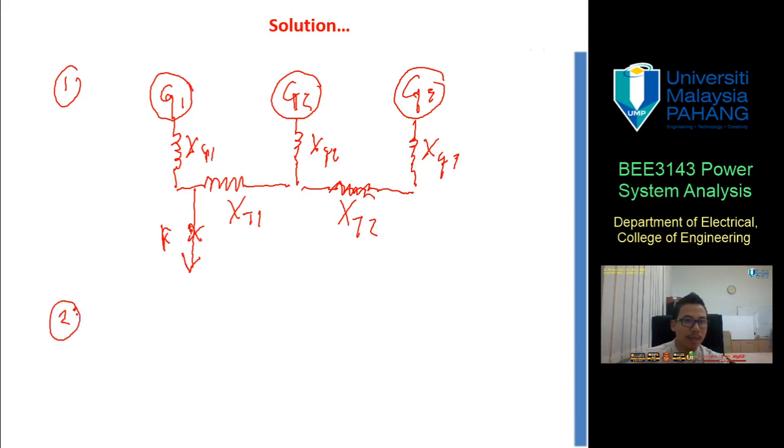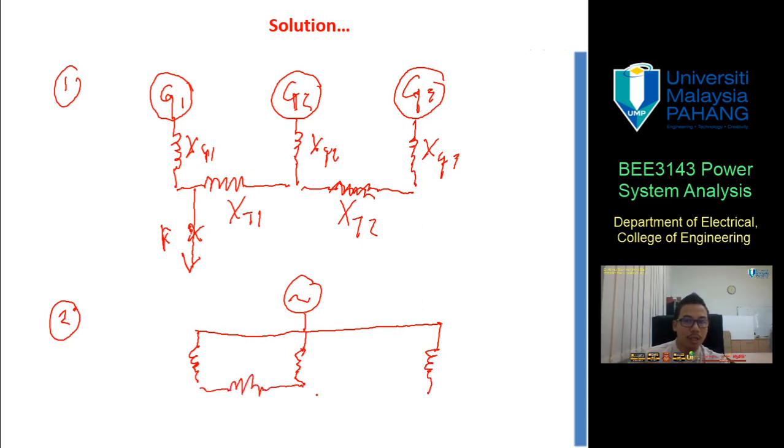Simplify it to become only one generator here, with this kind of equivalent circuit, where we have xg1, xg2, and xg3. Between them they have xt1 and xt2. This is the point where the fault happened.